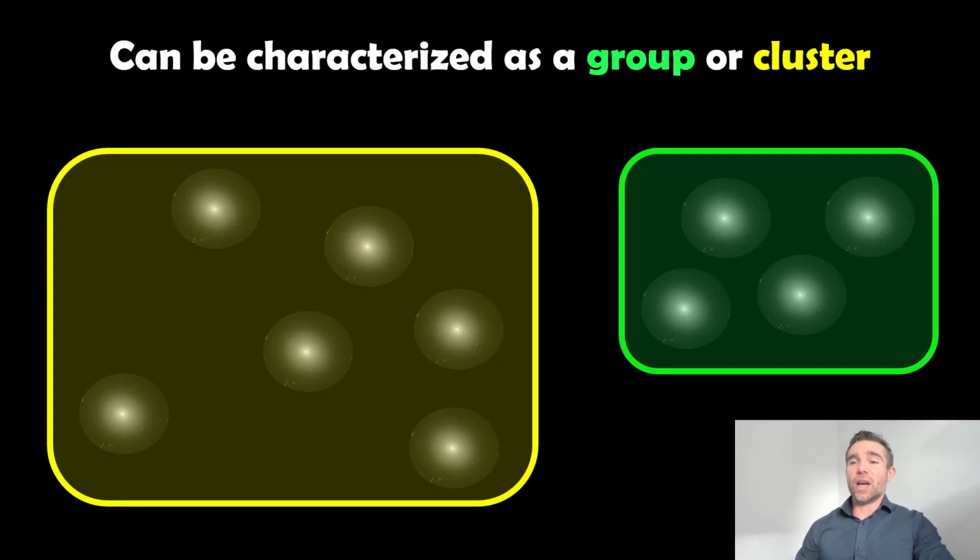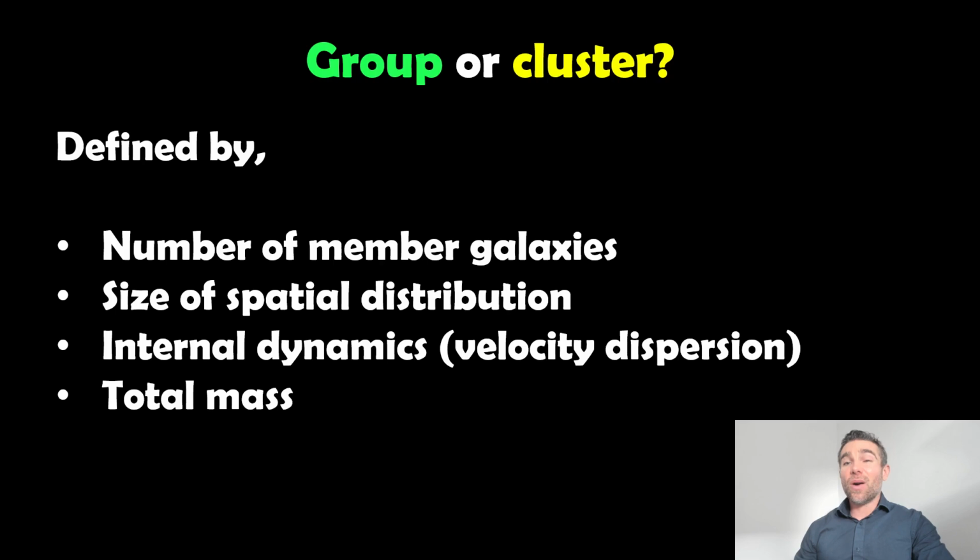Now, what's the difference between a group and a cluster? Well, it's mostly, to be honest, about size. We would define it by the number of member galaxies within it, the size of the spatial distribution, so how big it actually is, the internal dynamics, so how fast the galaxies are moving within that cluster, the velocity dispersion, and also the total mass of that group or cluster.